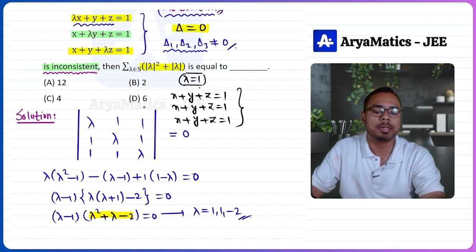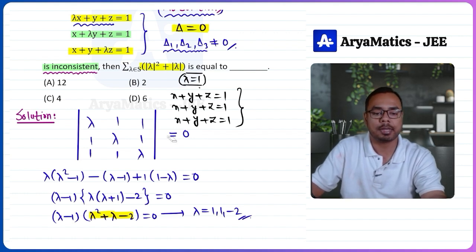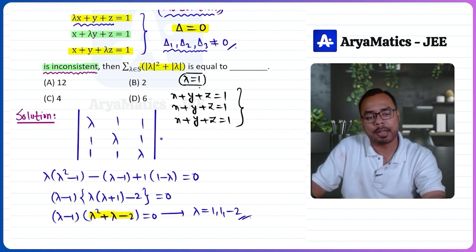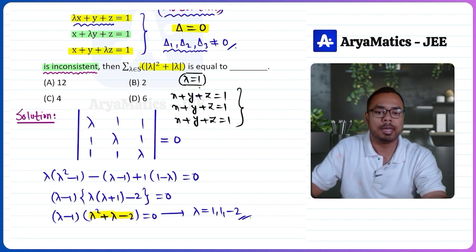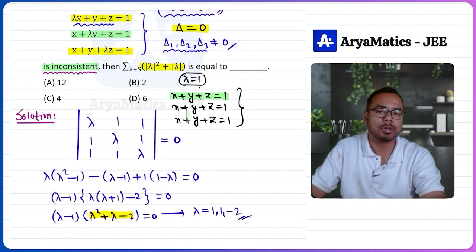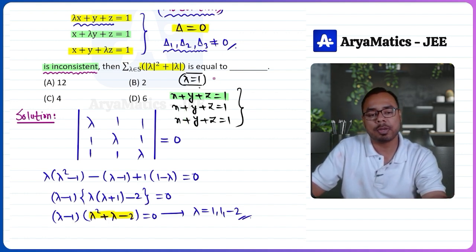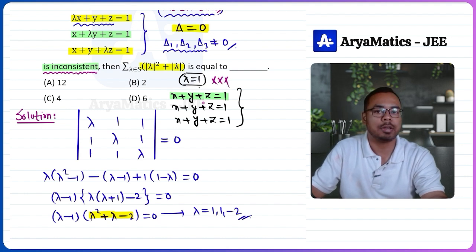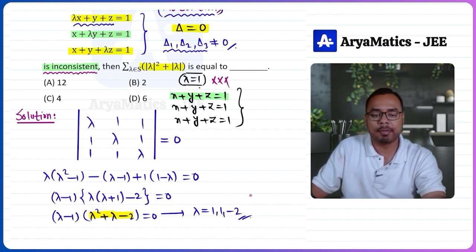For lambda equals 1, the system of linear equations will be consistent and it will have infinitely many solutions, because any x, y, z satisfying equation 1 will also satisfy 2 and 3, as all the three equations are identical. So lambda equals 1 gives us infinitely many solutions. The only other value that we are getting is -2, and none of the options are 0. Therefore, the only value of lambda for which it will be inconsistent is -2.